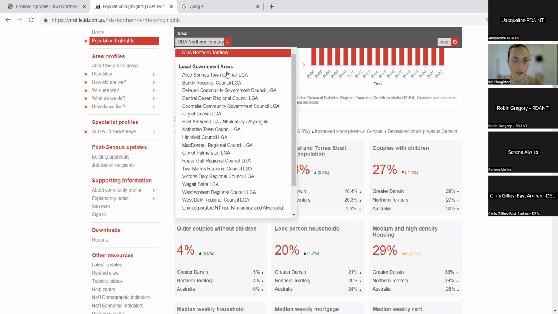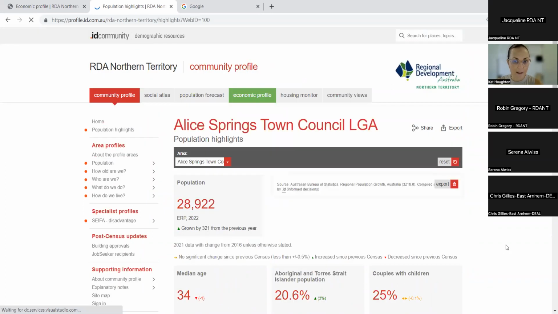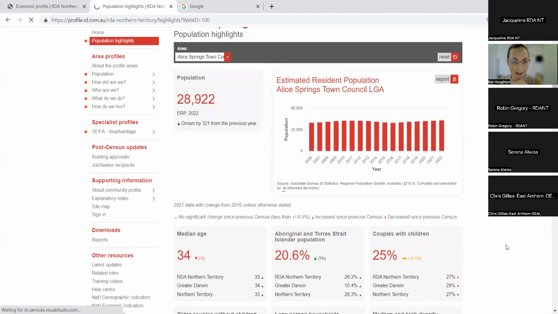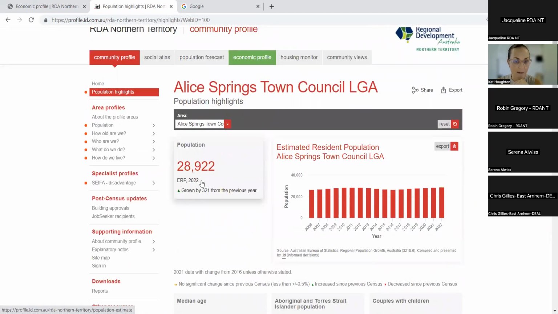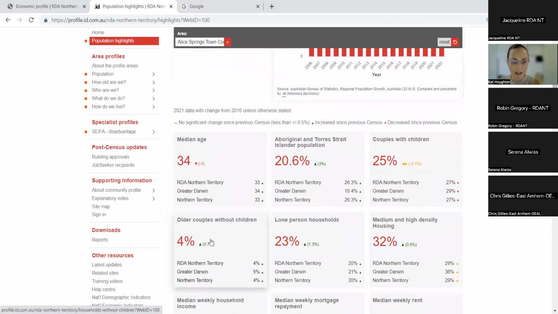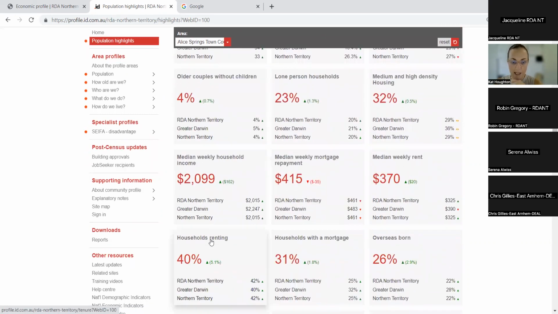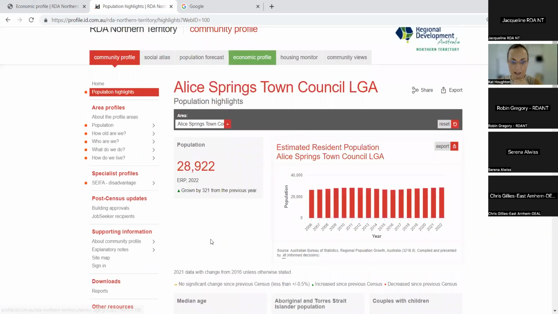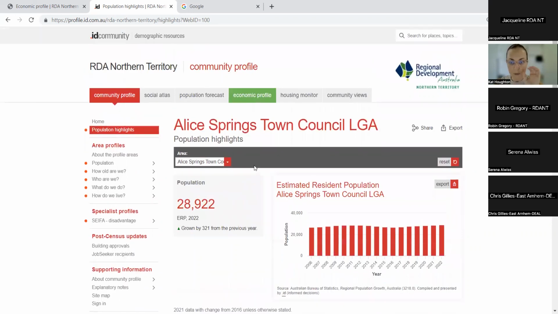The other thing you can do is break that down by council area. If I wanted to just look at Alice Springs, I can see my estimated resident population, which is my official population count for Alice Springs, is 28,922. You can get some really nice pieces of data from here, which is really handy when your mayor or your CEO comes in and asks what the median income of our area is, or whatever it might be. That's a really cool page to go to, and I'd encourage you to click on it at your desk, print it out and have it in your top drawer ready for those questions.